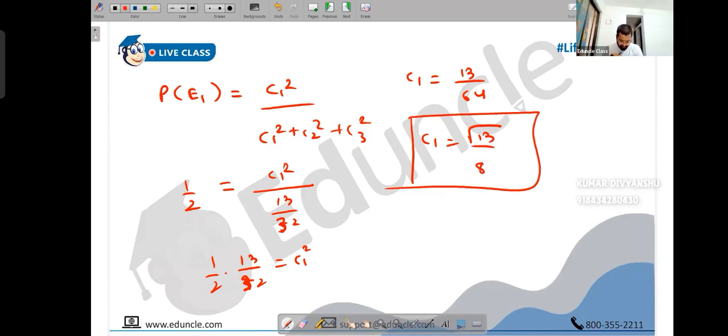I'll also just verify the question for once. Which is this question? Similarly, calculate C2 and C3.